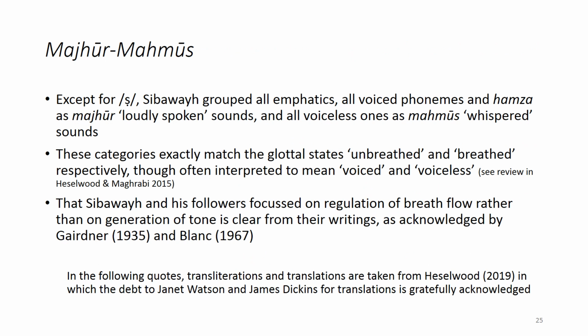In the light of what I've covered so far, I want to consider the majhur-mahmus distinction in traditional Arabic grammar. Except for Sa'd, Sibawayh, writing in the 8th century, grouped all emphatics, all voiced phonemes and Hamza as majhur, which we can gloss as loudly spoken or loudly, clearly spoken, and all voiceless ones as mahmus, which we can gloss as whispered sounds. These categories exactly match the glottal states unbreathed and breathed, respectively, though they've often been interpreted to mean voiced and voiceless.